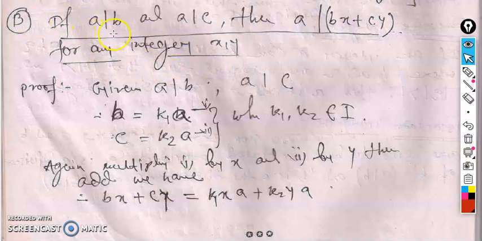If A divides B and A divides C, then A should divide Bx plus Cy, where x and y are any integers.